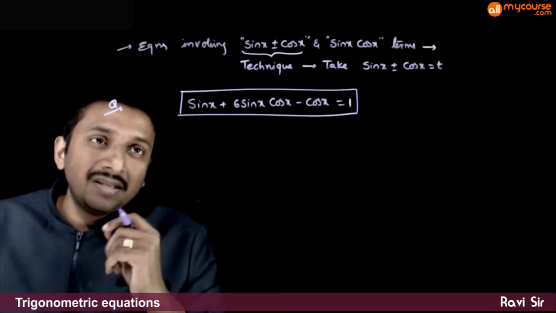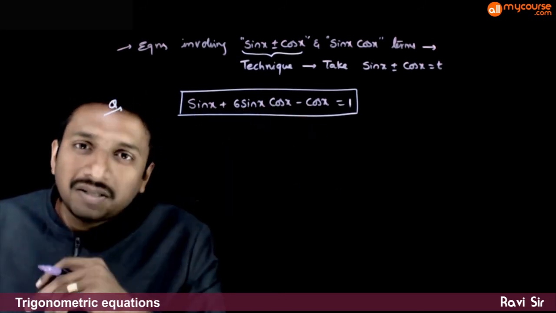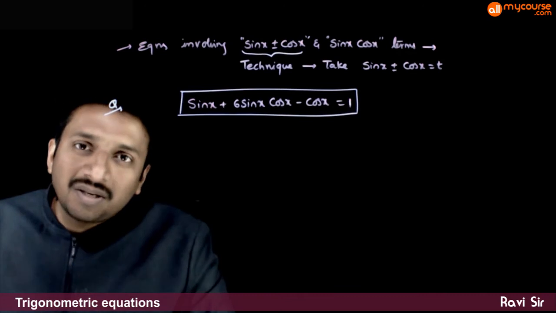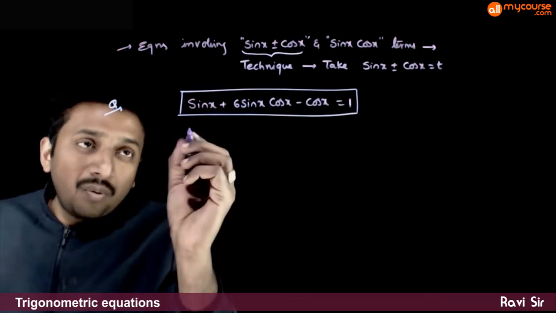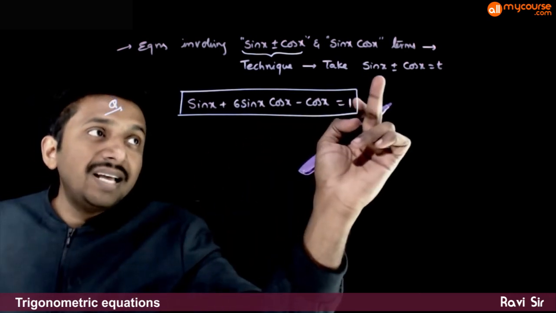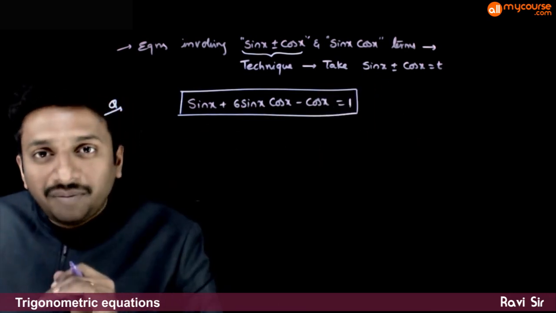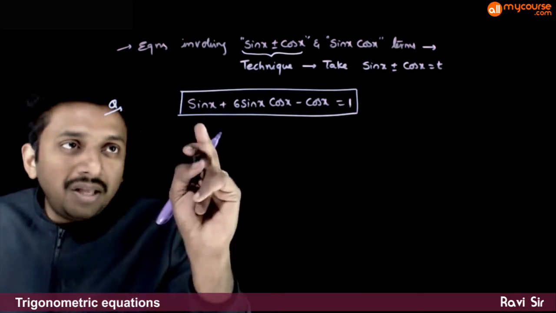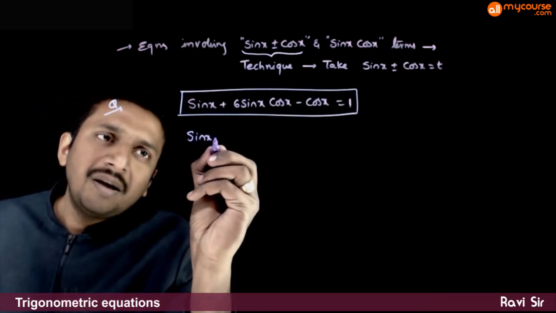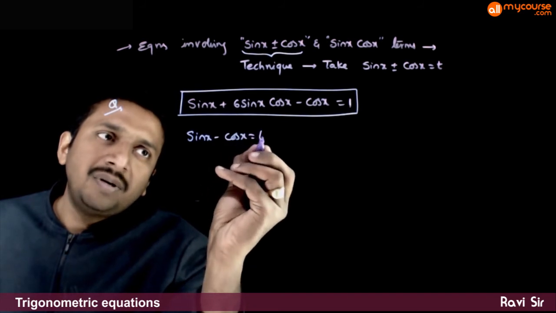So as you can see in this question, you have a sin x minus cos x term, if you group these two terms, and a sin x cos x term. So now what you do in questions having these terms is we take sin x plus or minus cos x equal to t, depending on the question. So here you have sin x minus cos x. So I take sin x minus cos x is equal to t.